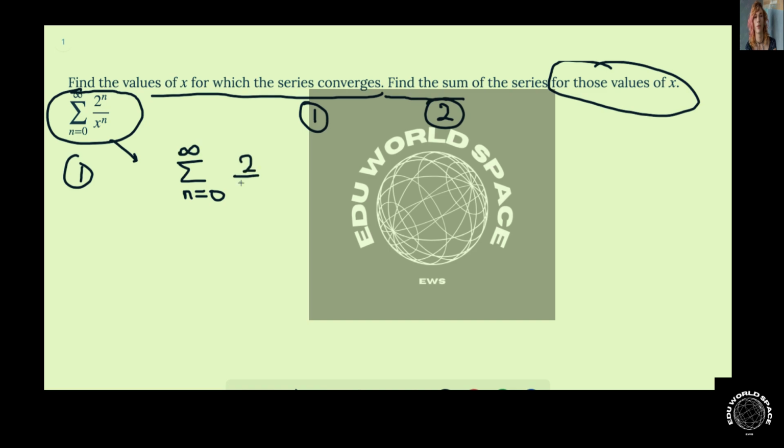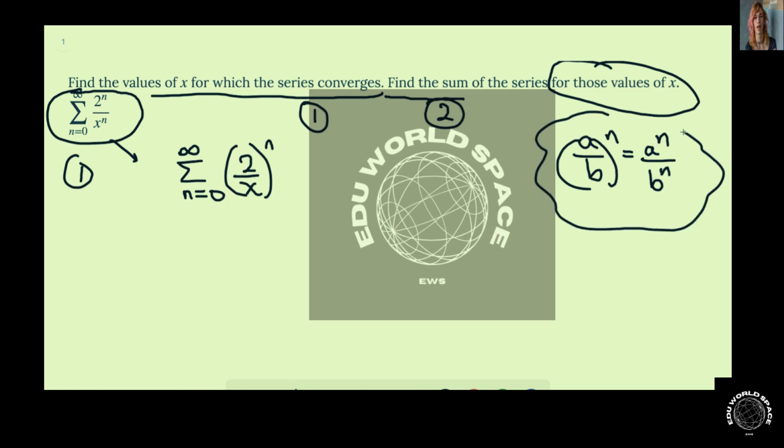So I'll pull out the n outside the parentheses, and the reason we're allowed to do that, that's just the law of exponents here. That's just a to the n over b to the n. So I'm just using this fact here with 2 equals a and x equals b. So I see that this is geometric. I see that my r value is 2 over x.